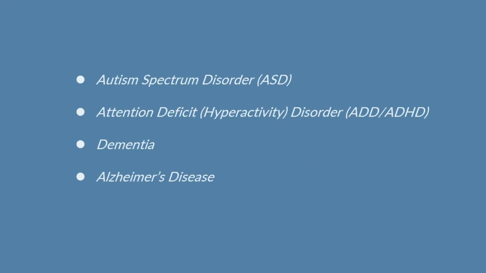Okay, in this lesson, we're going to talk about cognitive impairment disorders. There are actually four things that fall into this category: autism spectrum disorder, attention deficit hyperactivity disorder or without hyperactivity, dementia, and Alzheimer's disease. Now, ASD, ADD, and ADHD are discussed in the PEDS course. So here in this lesson, we want to focus specifically on dementia and Alzheimer's disease.